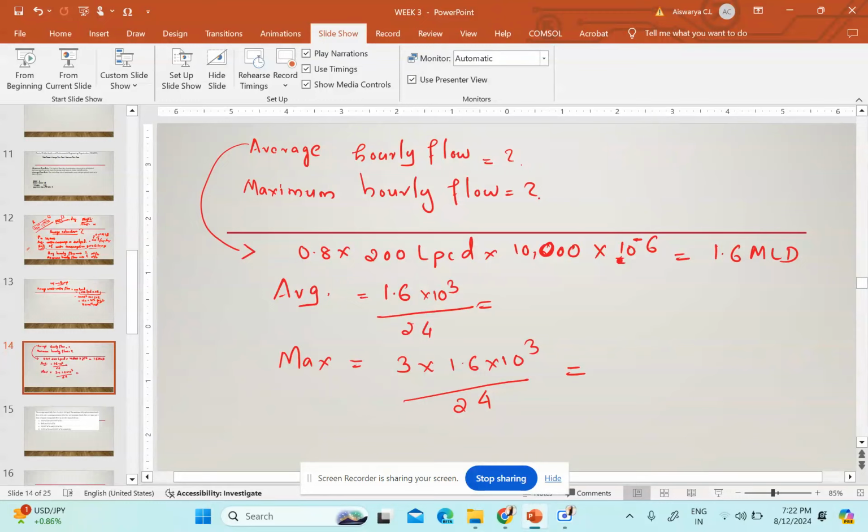So this way only it has to be solved. So here, what you got? 66.6. And here it is 200 meter cube per hour. Meter cube per hour. Okay.